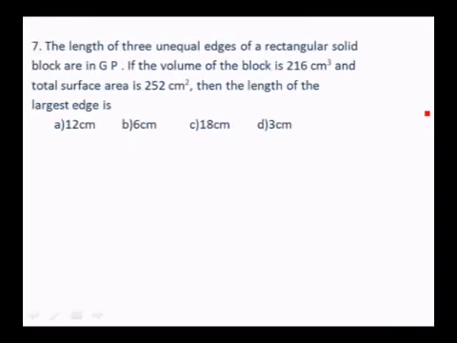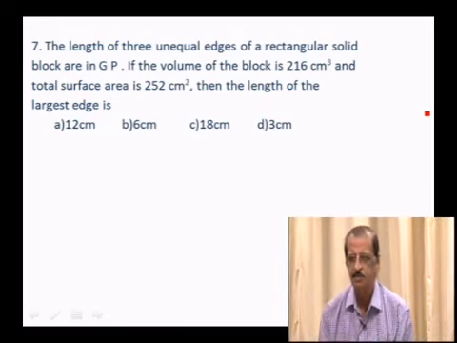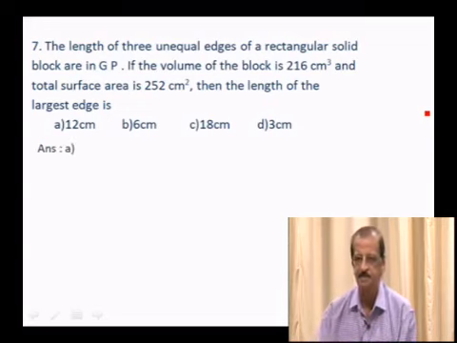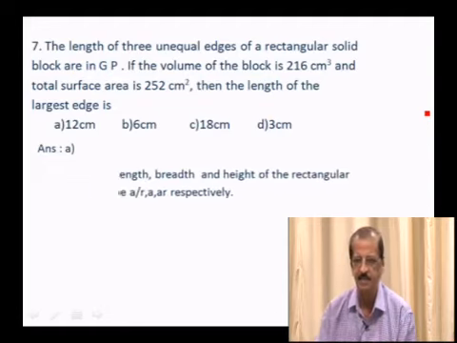The length of 3 unequal edges of a rectangular solid block are in a GP. If the volume of the block is 216 centimeter cube and the total surface area is 252 centimeter square, then the length of the largest side is, you are given 4 options, A 12 centimeters, B 6 centimeters, C 12 centimeters, D 3 centimeters. Answer is A. Let us see how we get that option A.